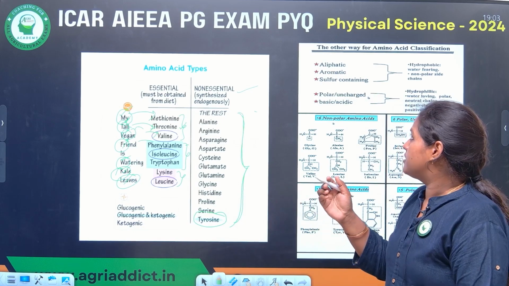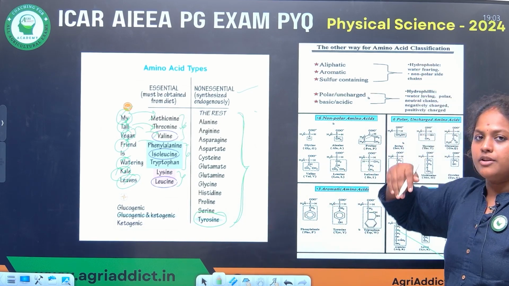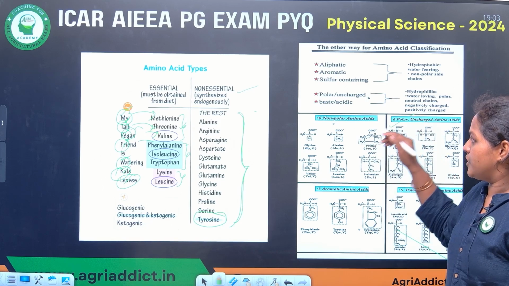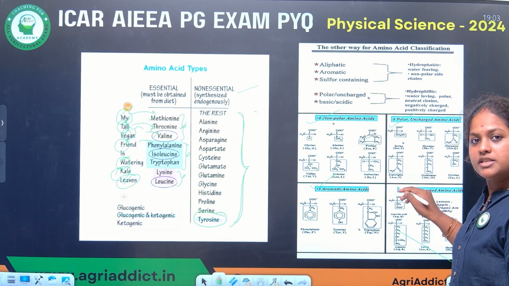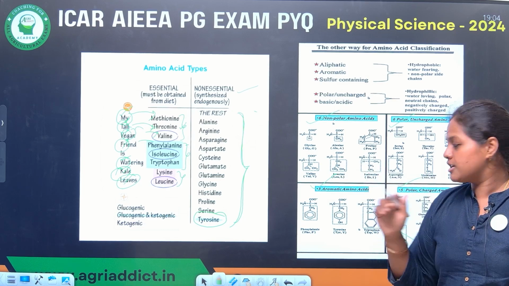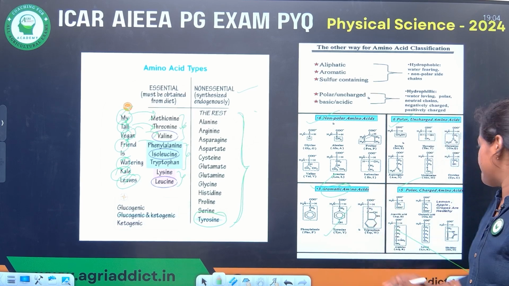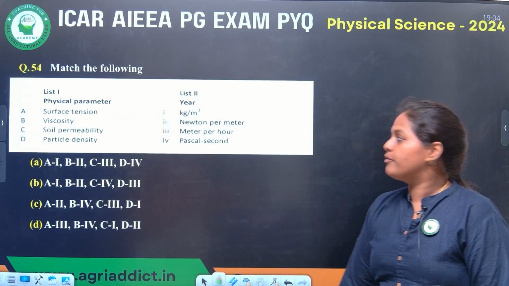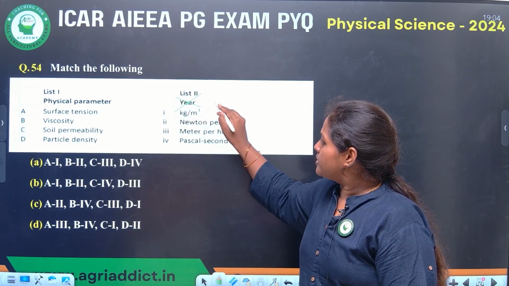When we are seeing the classification based on the functional group, they are again of different types: polar uncharged amino acids, non-polar amino acids, aromatic, then polar charged amino acids. In the question they asked about aromatic amino acids, which is basically tyrosine. Question number 54. They are asking, it's not an year, again spelling mistake, it is unit.